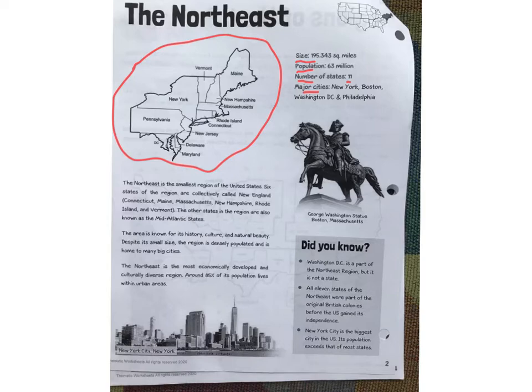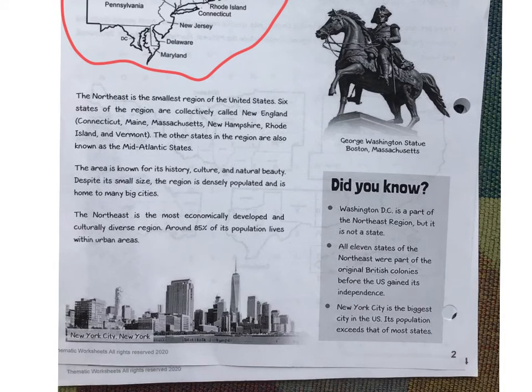So let's read a little bit. I'm going to zoom in. Okay, and I want you, if Mrs. Hagen highlights something, then I want you to highlight it as well. The Northeast is the smallest region of the United States. So of all the regions, the Northeast is the smallest. Excuse me, my highlighter's going a little crazy.